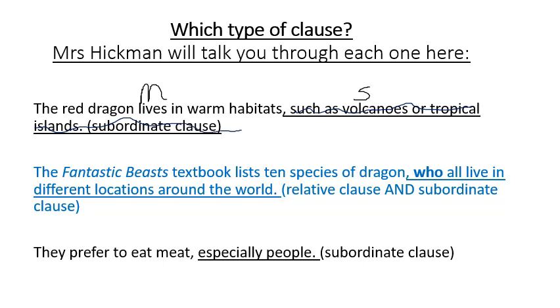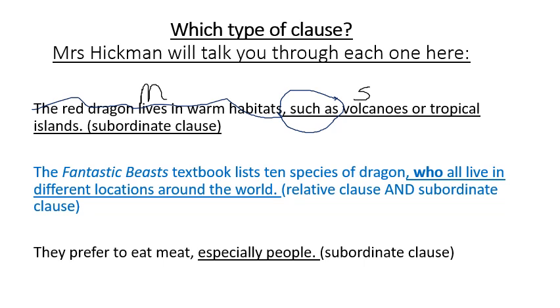Fine. If I just said such as volcanoes or tropical islands, if I got rid of the first bit, it doesn't make sense on its own. So that's the subordinate clause. Okay, and the subordinate conjunction is such as. So that's a subordinate clause.